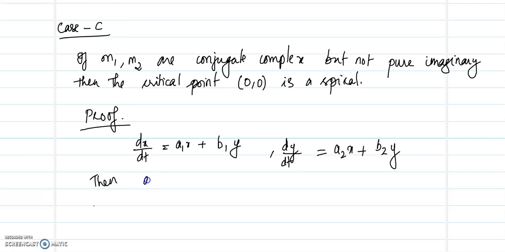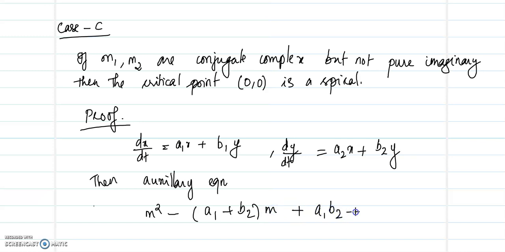Then from this we will get the auxiliary equation, m square minus (a1 + b2) m plus (a1 b2 minus a2 b1) equal to 0. As we know that the roots are conjugate complex, that means the discriminant must be negative.